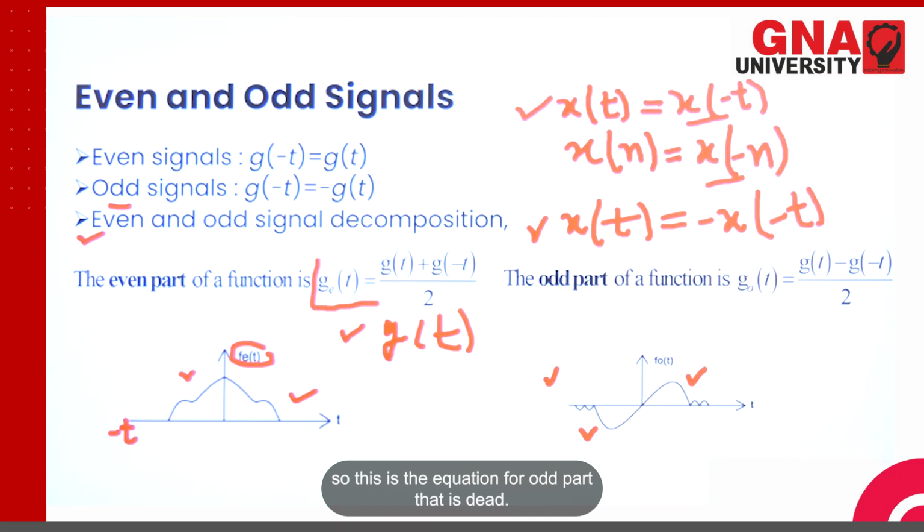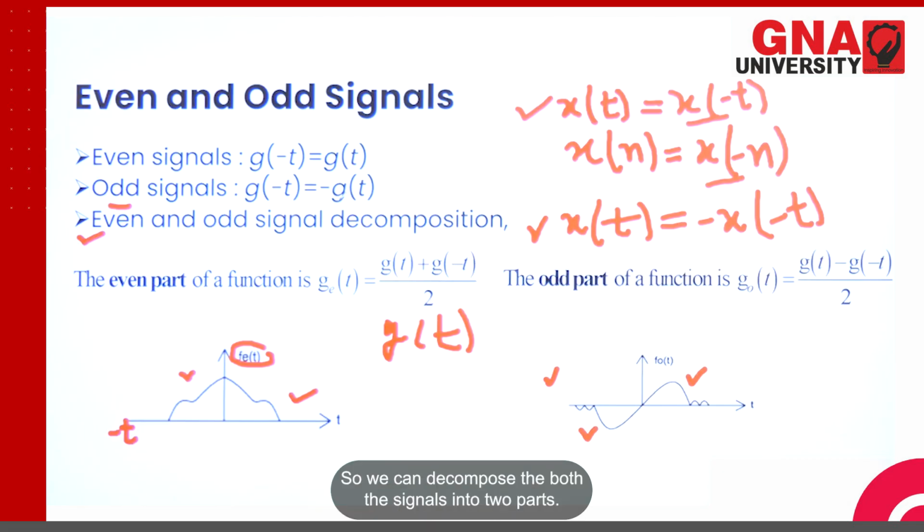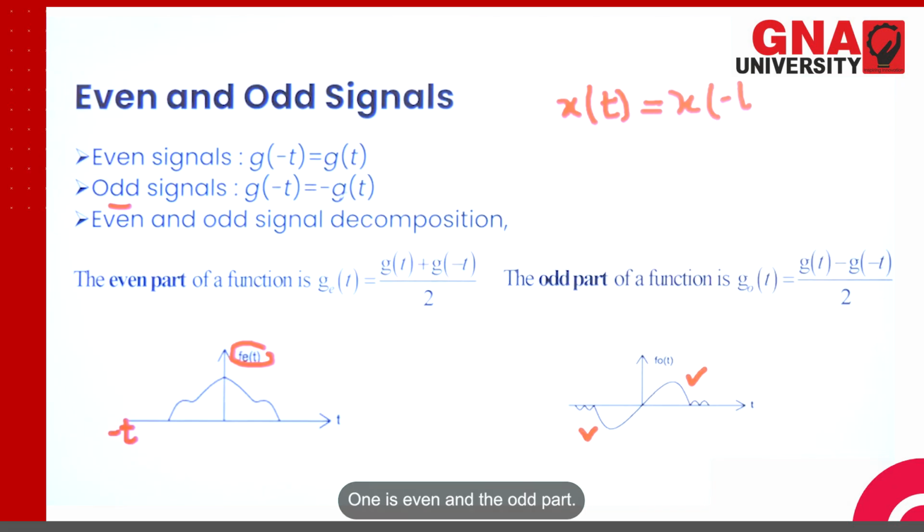So this is the equation for the even part: g of t plus g of minus t by 2. What is g of minus t? That is the negative part of the original signal, or the mirror image of the original signal. And the odd part is g of t minus g of minus t by 2. That is the odd part of the signal. So we can decompose the signal into two parts: the even and odd part.